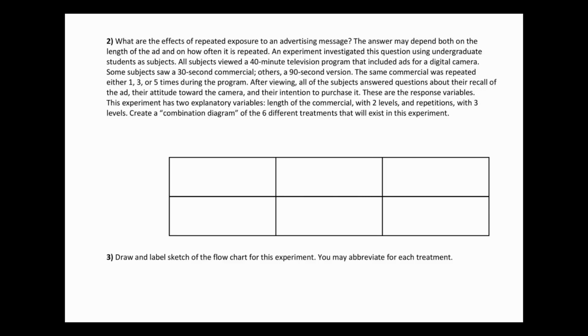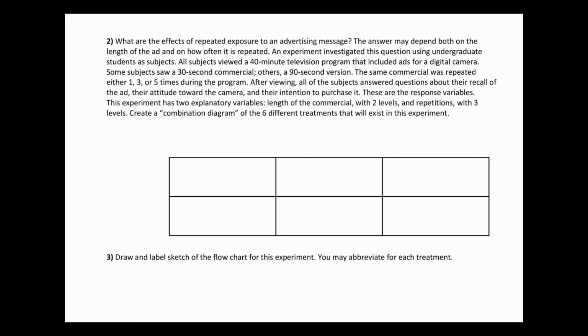And so we're going to see if we can mix those things together. After viewing, all the subjects answered questions about their recall of the ad, their attitude towards the camera, and their intention to maybe purchase it. Those are going to be the response variables, what we look at in the end.